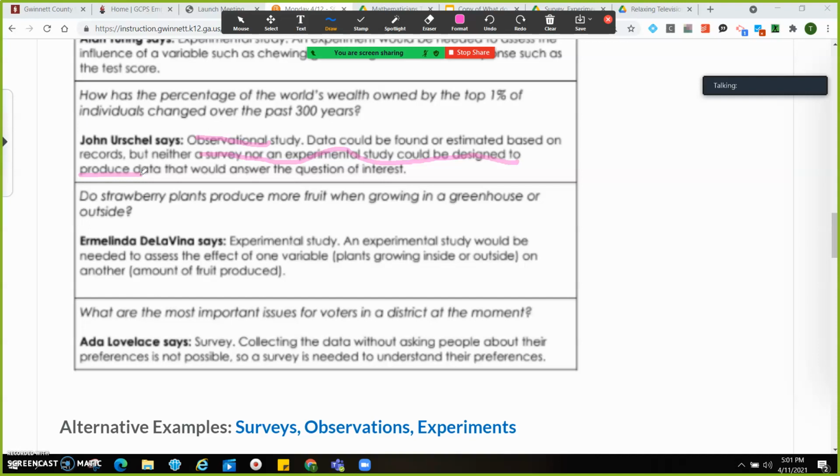Do strawberry plants produce more fruit when growing in a greenhouse or outside? So again, this would be an experimental study, okay?